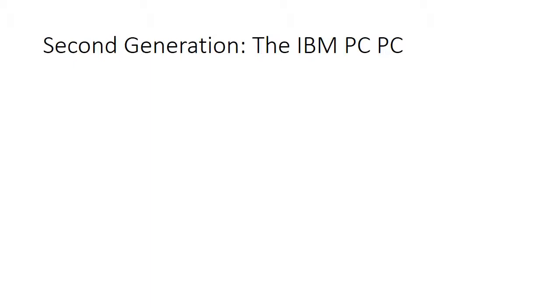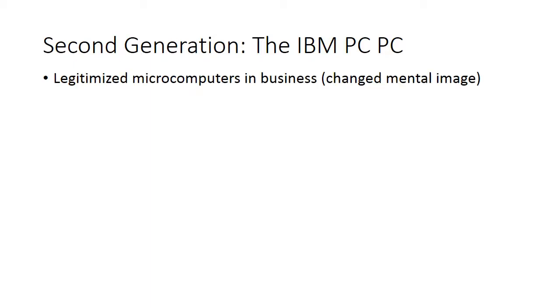What was the big push with the second generation? Well, first of all, it legitimized microcomputers in business. It changed people's mental image of why you would have a microcomputer in the world of business. Very few people wanted to have an Apple. A big businessman doesn't want an Apple on his desk. But now he could have an IBM on his desk, his own IBM computer. And it just changed the way the business world looked at personal computers. It legitimized them. And again, now the mental image was, if you want to get ahead, you've got to learn how to use this.